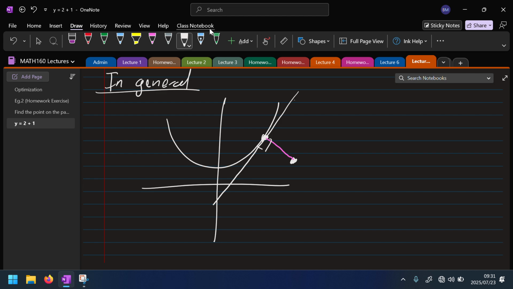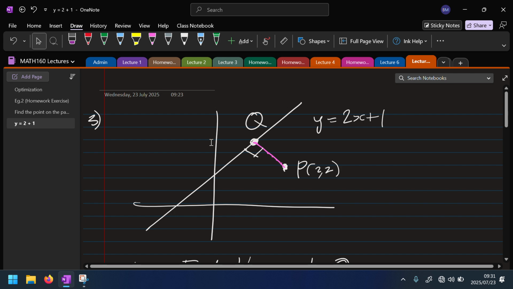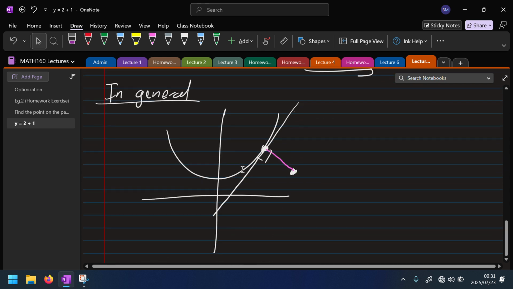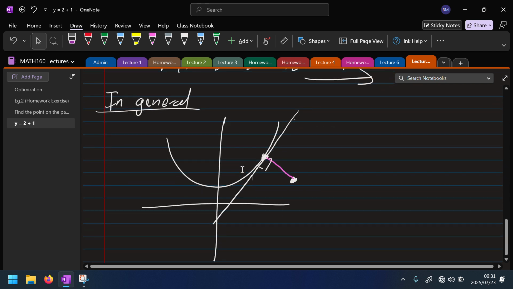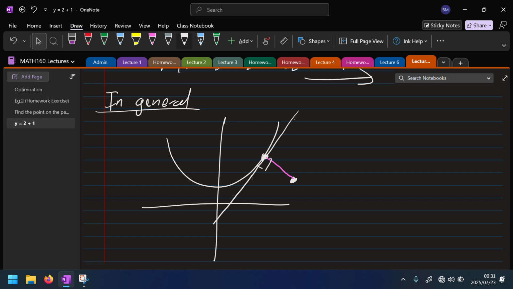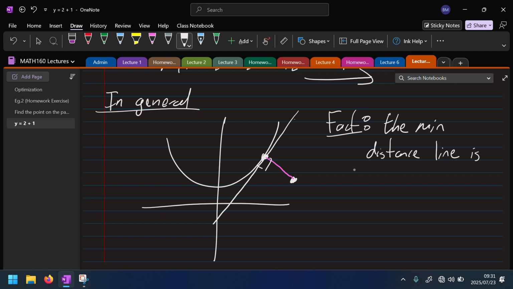But in the case of a straight line, well, the line's already straight, so there's no need to find the tangent. But if it is not a straight line, you can find the tangent, and that will always be perpendicular to that minimum distance line. So, fun fact, the minimum distance line is perpendicular to the tangent line of the curve.